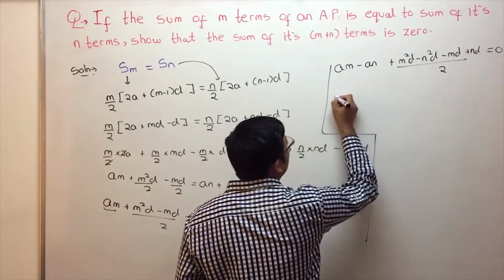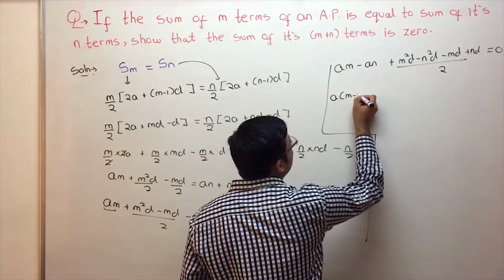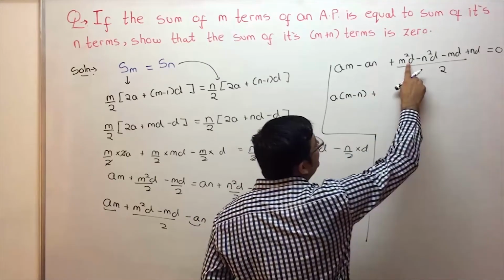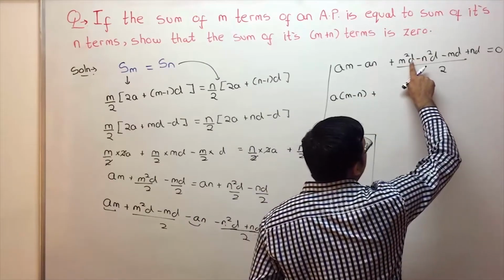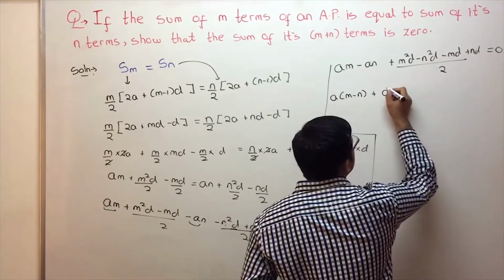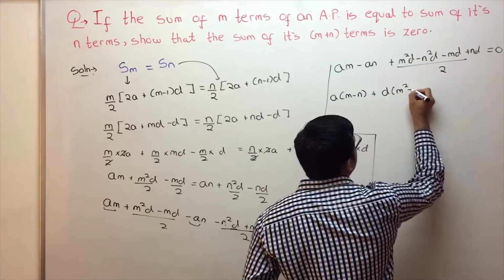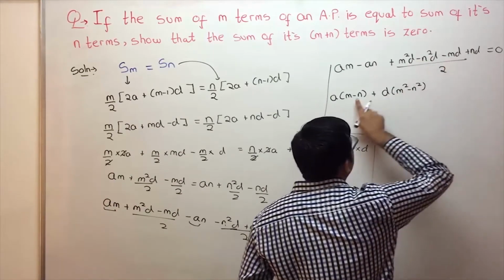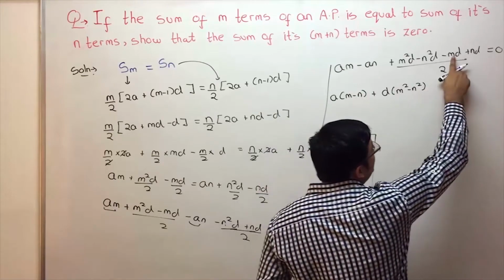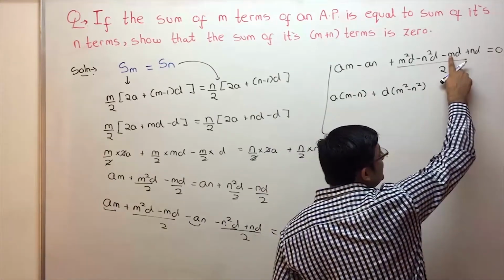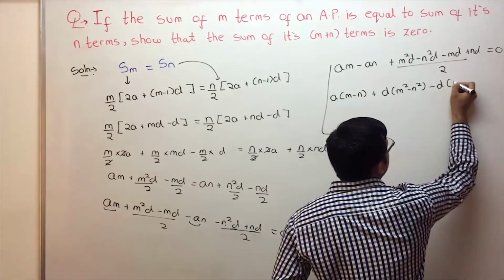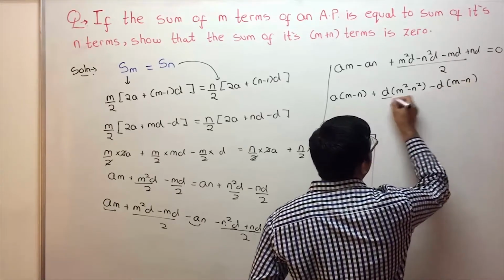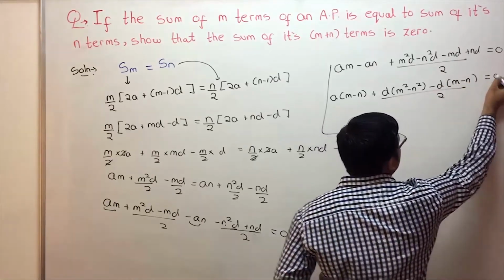Now from here I'll take a common. So I get m minus n plus. From here, what can I take common? I can first of all take d common from these two terms. So I'll get m square minus n square. Now see, I'm getting an m minus n over here. Here also I want m minus n. So I'll take minus d common. So we'll get m minus n by 2 is equal to 0.